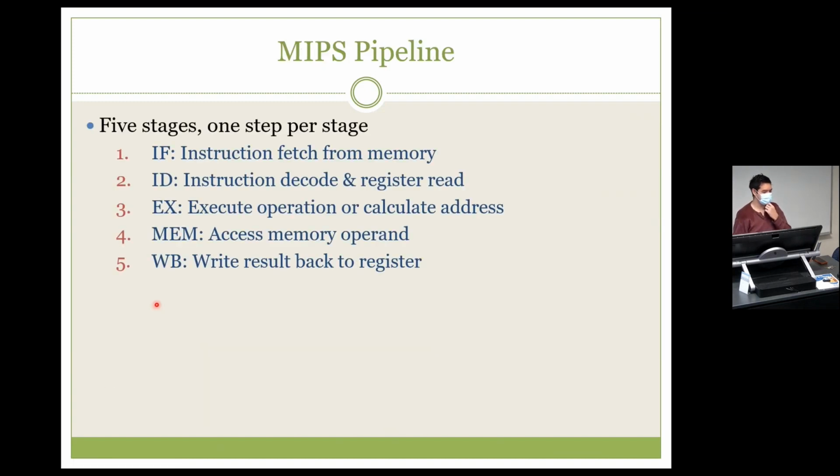So for MIPS, we are going to have 5 stages. We're going to have instruction fetch to get the instruction, instruction decode to decode the instruction and read the registers, and then we have execute, which is doing the operation. Then 4 is access to memory if we need it. And then 5 is write back the result to the register file.